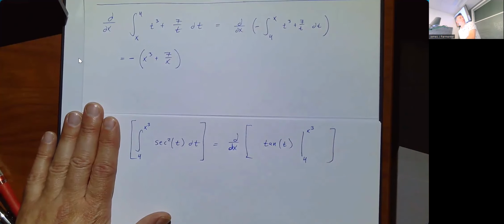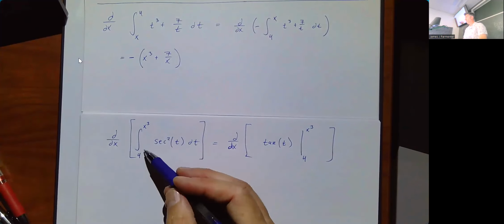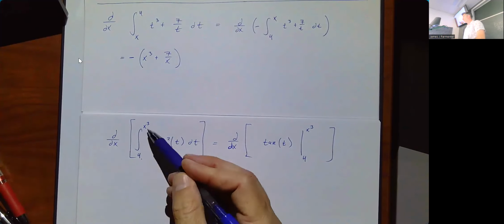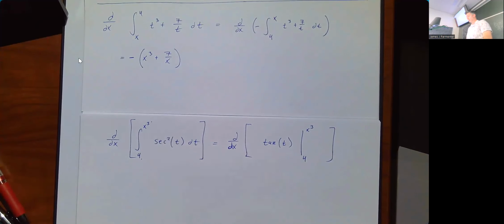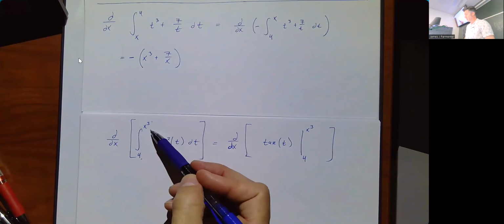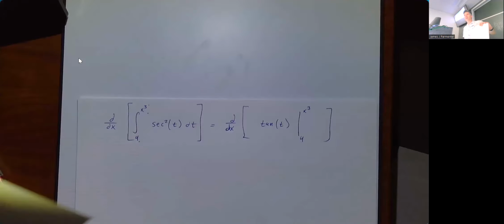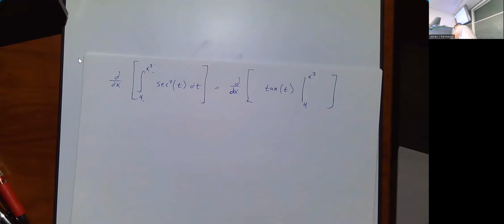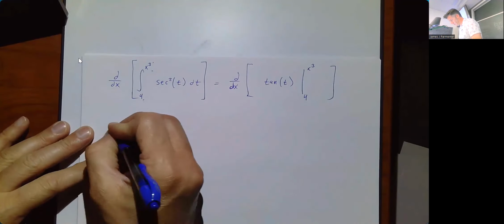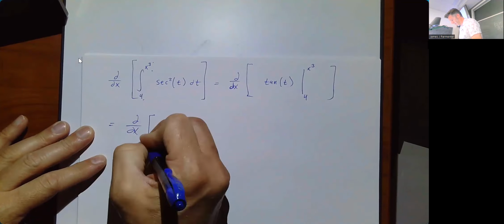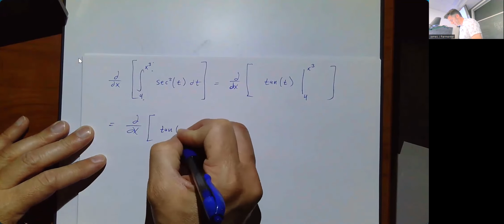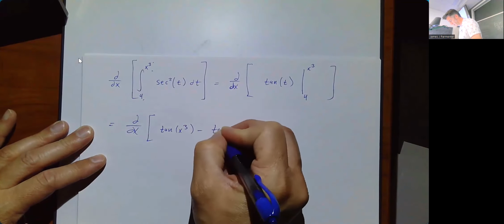Just a personal note here, when you say a definite integral like this, you should always say the integral from the lower limit to the upper limit. So the way you should say it is the integral from 4 to x cubed of secant squared of t. It's not a huge deal, but it's good to say it right. Great, now we're going to plug it in. So we're going to get the derivative of tangent of x cubed minus tangent of 4.